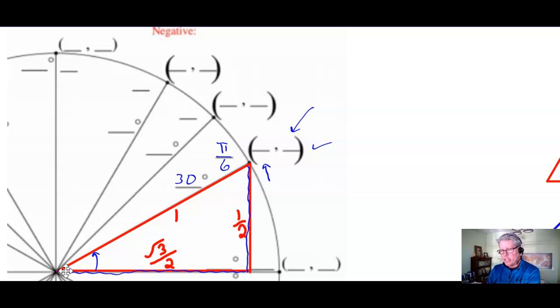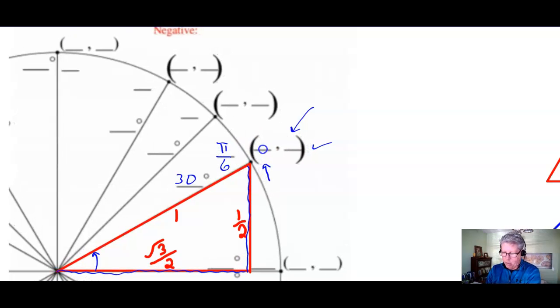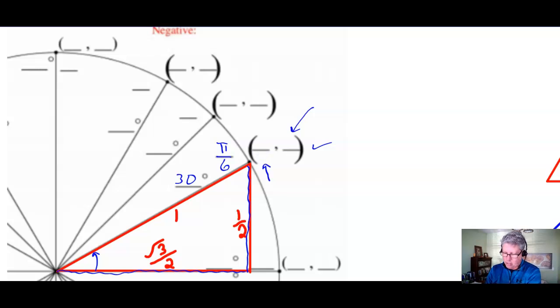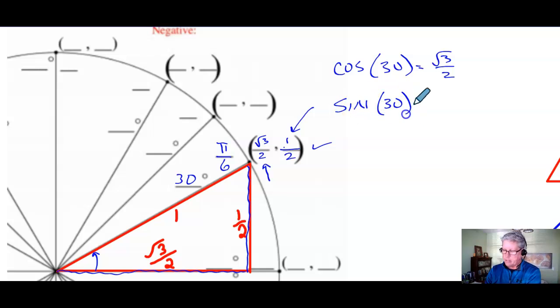So do we actually know the x and y coordinates of 30 degrees? You bet. This is square root of 3 over 2, and this is 1/2. So I can say with all the confidence in the world that the cosine of 30 is equal to square root of 3 over 2, and the sine of 30 is equal to 1/2.